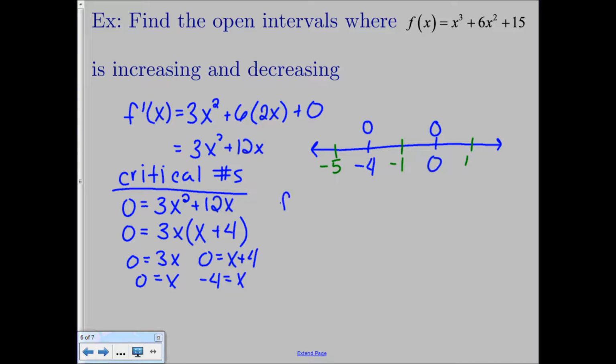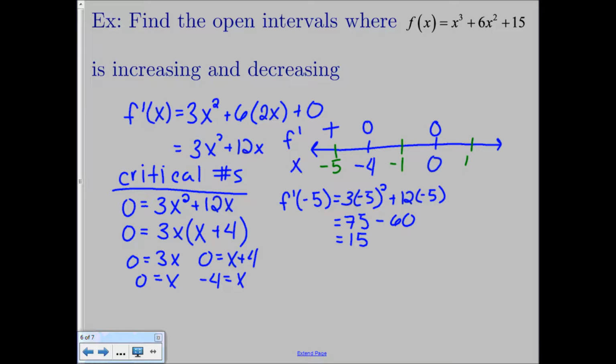So f prime of negative 5 is equal to 3 times negative 5 squared plus 12 times negative 5. Negative 5 squared is positive 25. 3 times 25 is 75. So we're going to get 75 minus 60, which is positive 15. So again, I can put a positive sign up here. Maybe we'll label this to remind ourselves that the top row is for our derivative, bottom row is for our x values.